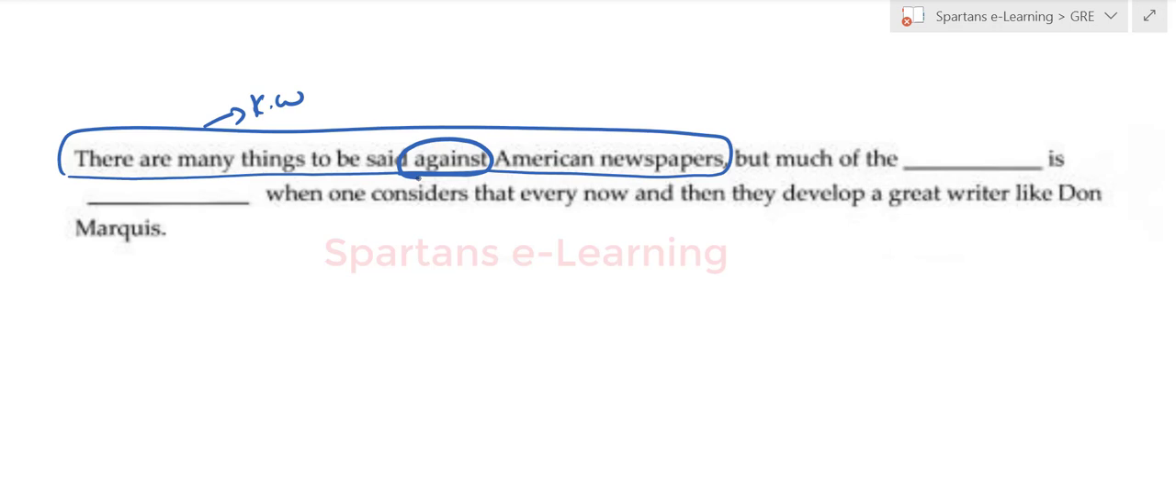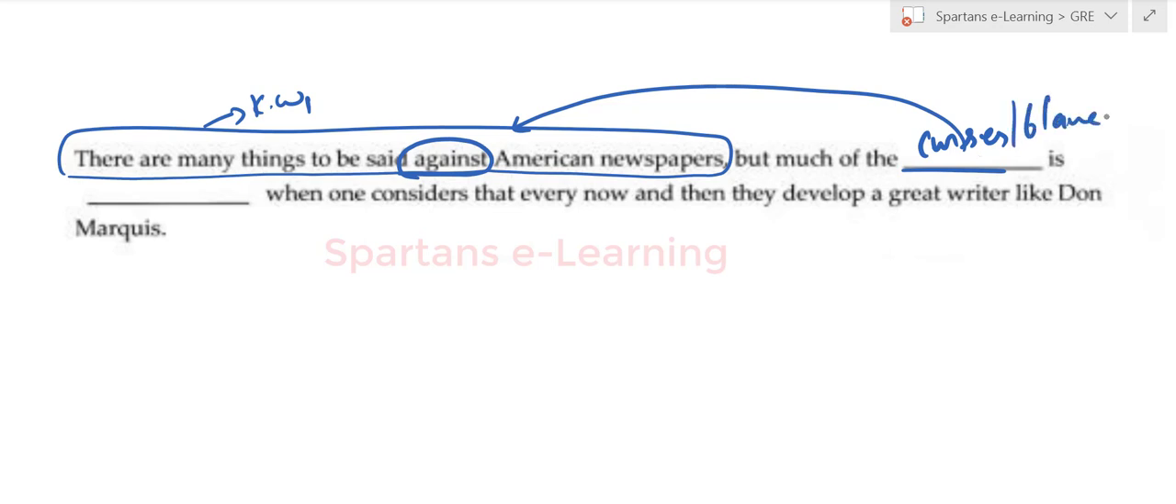So there are many things to be said against American newspapers, but much of the dash, this dash actually refers to this keyword 1. Okay, so but much of the dash, much of the curses, you can say, for now you can say it's like curses. Okay, much of the curses or much of the blame is dash. This is nothing but neutralized or nullified. So when you read the blank first, you will get these ideas, right? The curse is nullified. Why so?